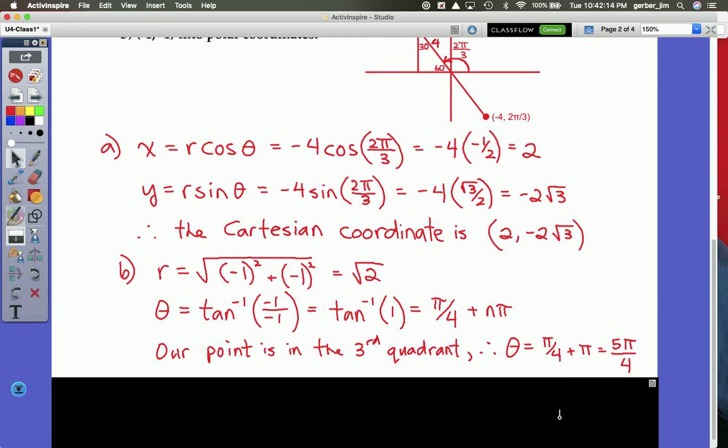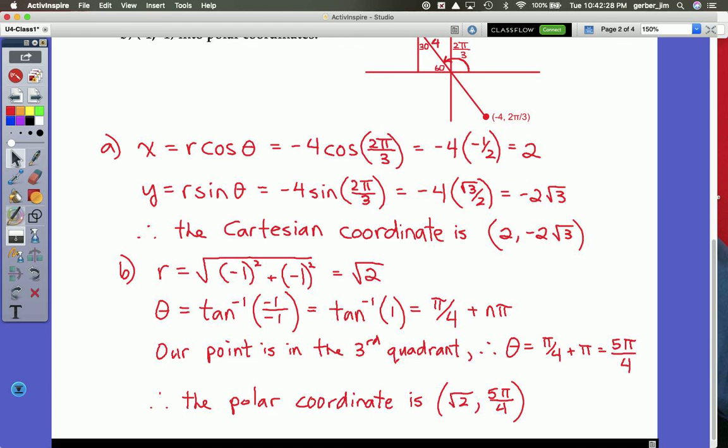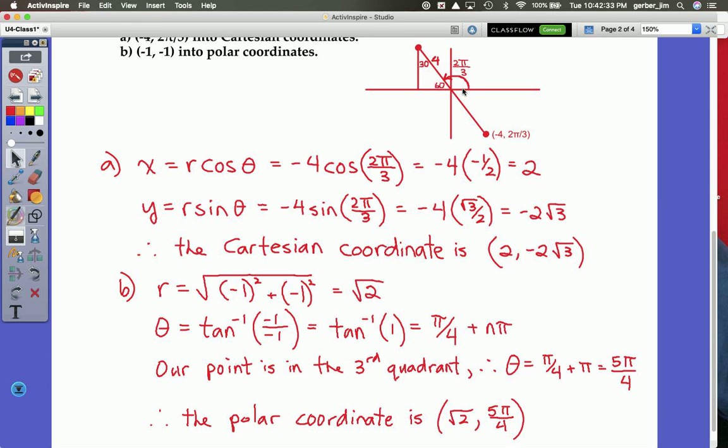So my polar point in this quadrant that connects to the point (-1, -1) would be the point (√2, 5π/4). In other words, I'm saying I imagine rotating through an angle of 5π/4 radians, which puts me over here, and then going a distance of root 2, and that would give me my polar coordinate equivalent of (-1, -1).